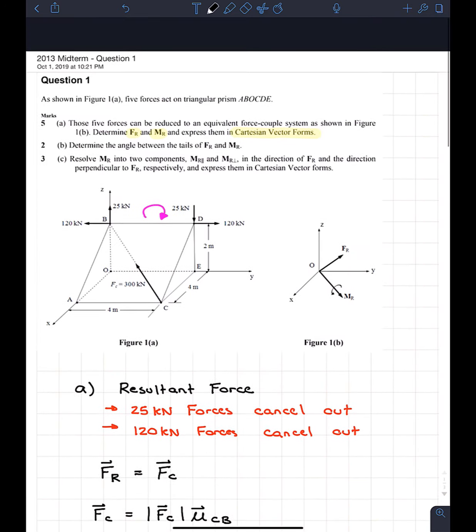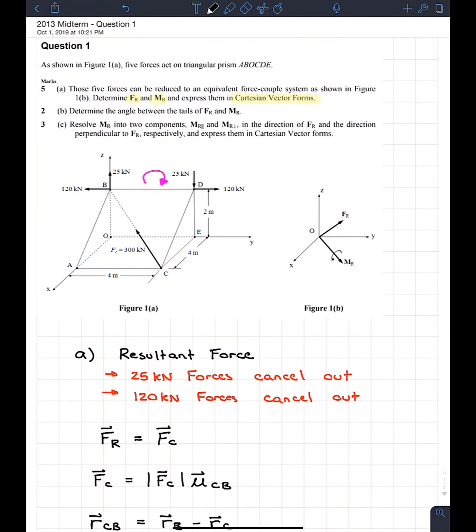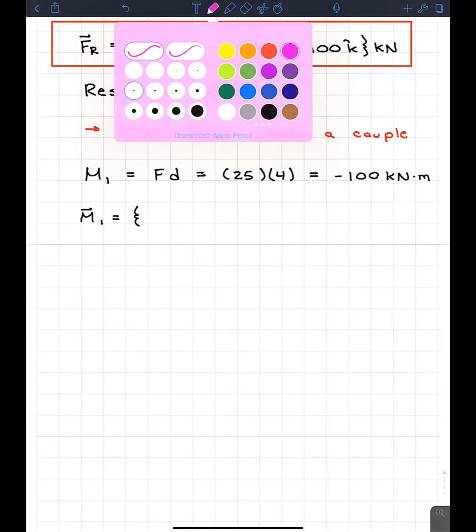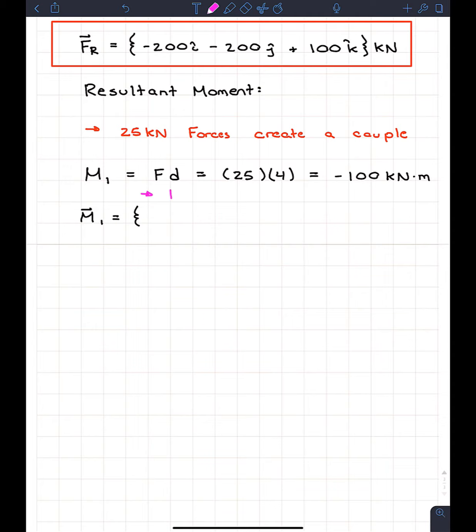So we know that, okay, well, these 25 kilonewton forces are in the ZY plane. So you guys should know, and this is a very important fact because it's a trick that they do basically every midterm you will ever see. If a moment is in a plane, so in this case the forces are in the YZ plane, the moment created by those will be in the perpendicular axis. So I'm going to write here, forces in YZ plane.